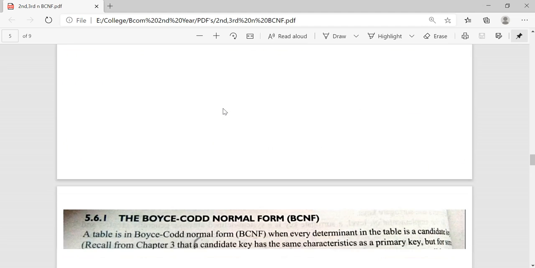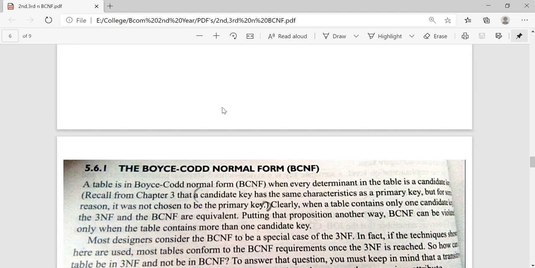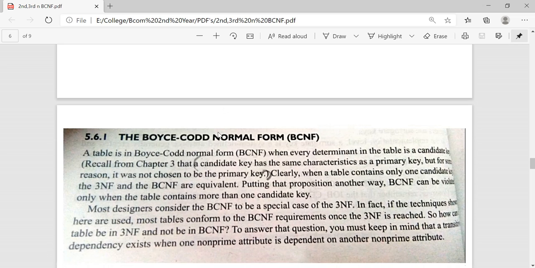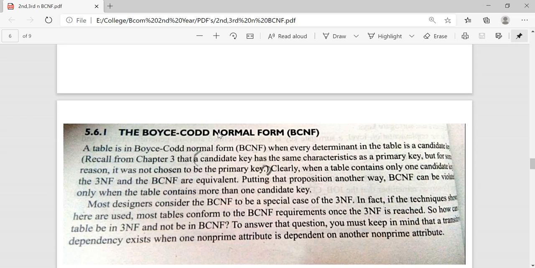We have seen how to split a very large table into some n number of tables depending on our requirements, such that those tables conform to a normal form. The highest normal form we have learned till now is third normal form. Next is BCNF, that is Boyce-Codd Normal Form.